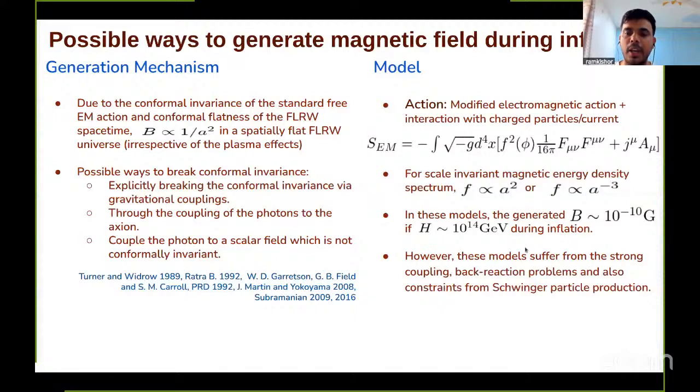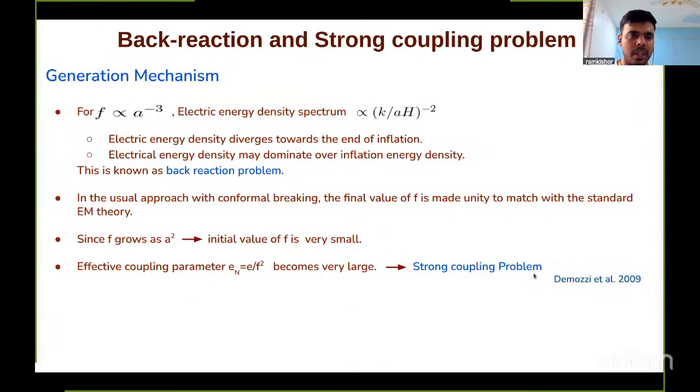However, the story does not end here. It was realized in 2019 by a paper that these two models are not free of problems. Since we were only looking at the magnetic field until now, what happens to the electric field in this case? If you look at the electric field and take the possibility where f is proportional to a to the minus 3, it turns out that the electric field diverges, and it can even overshoot the total energy budget during inflation. That is known as the back reaction problem.